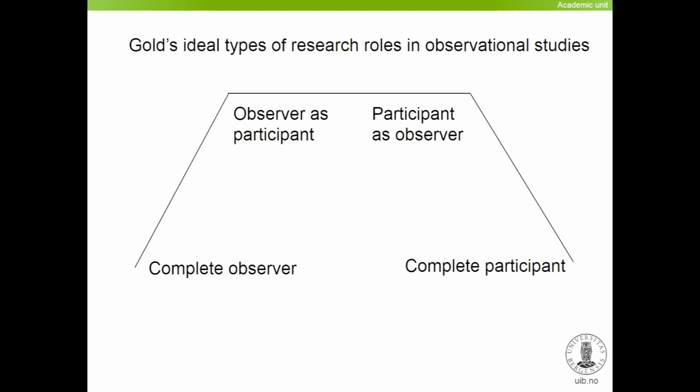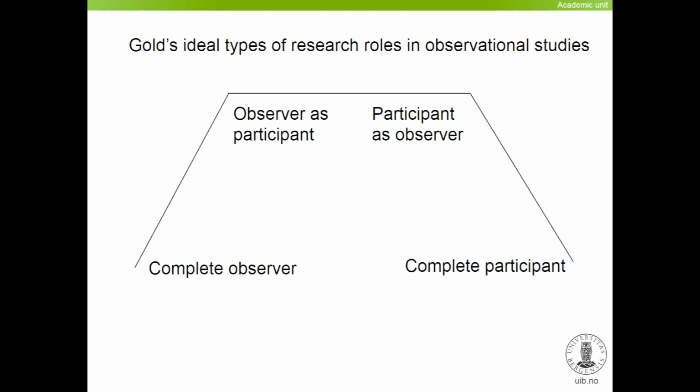In the left high corner is the observer as participant. In this role, the researcher or observer has only minimal involvement in the social setting being studied. There is some connection to the setting, but the observer is not naturally and normally part of that particular social setting.